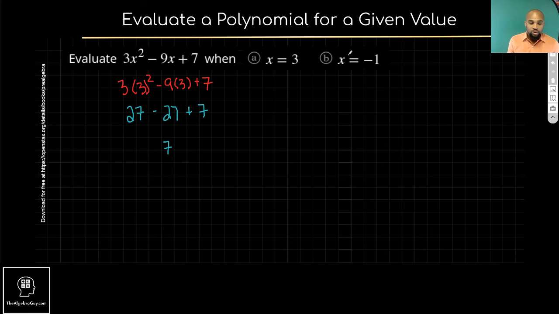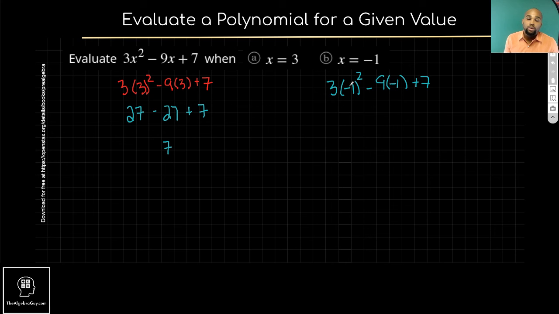What would happen if I put a negative 1? Let's try it. So let's rewrite it. 3, and I replace this x with a negative 1, and I'm going to square it. Minus, let's see, we're going to put a negative 1 here. Plus 7. So again, I'm going to square this negative 1 first, which is really simple.